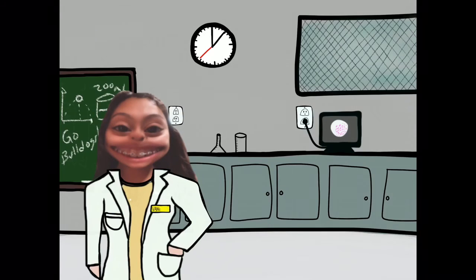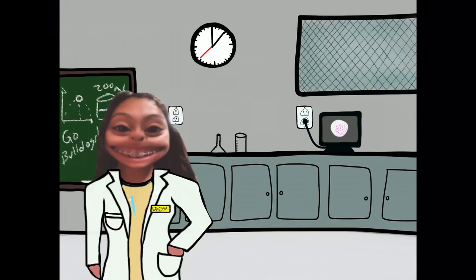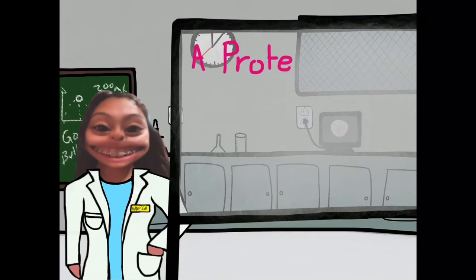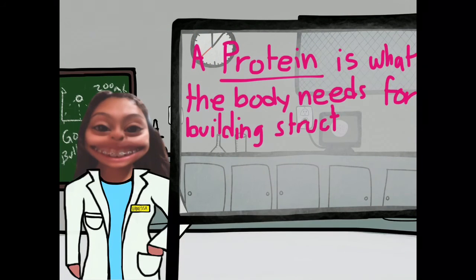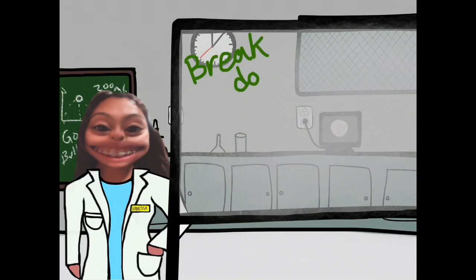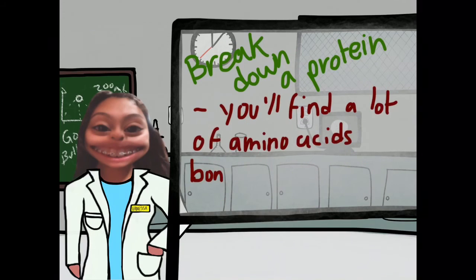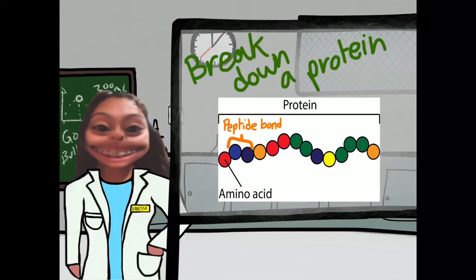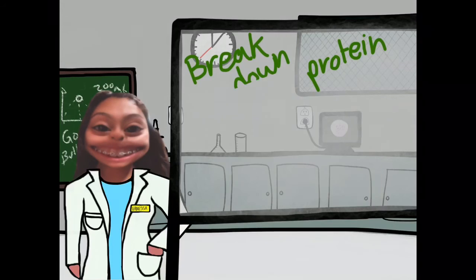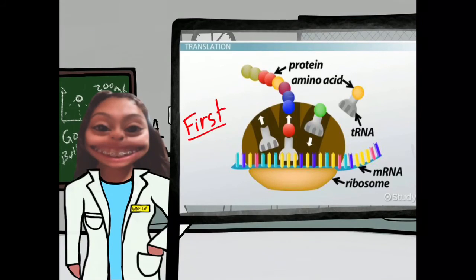Hello, my name is Vanessa Torres, and I will be presenting how to make a protein with 5 amino acids. A protein is what the body needs for building structures and maintaining life. When you break down a protein, you will find a lot of amino acids bonded together. This is because amino acids are the building blocks of proteins. Multiple amino acids are linked together by peptide bonds forming a long chain. Some steps of how to build a protein are the following.